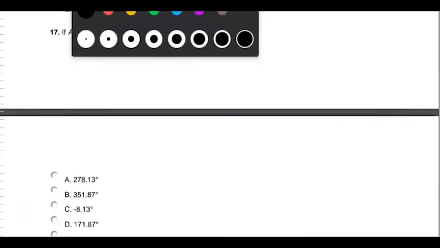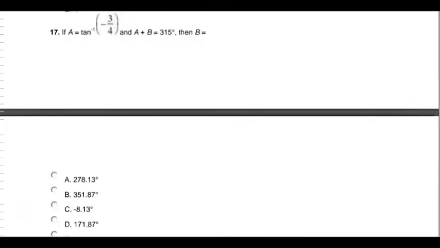On to question 17. If A is the inverse tan of negative 3 over 4 and A plus B is equal to 315, then B is equal to. So let's work this one out first. So we're going to get tan inverse of negative 3 over 4. So we get A is equal to 36.86 degrees.